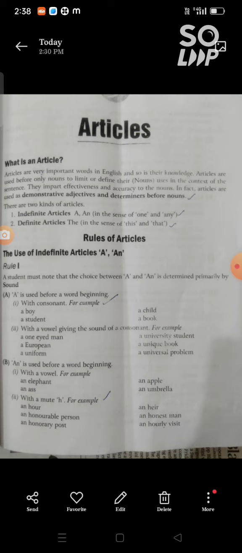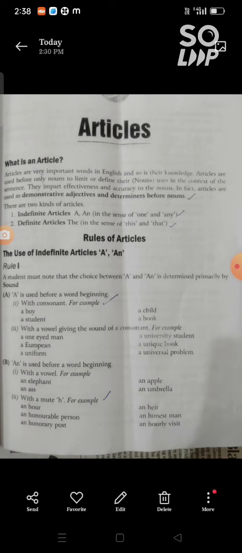Okay, now one more important rule, the most important rule where we get confused a lot. You observe that sometimes a vowel letter gives the sound of a consonant. For example, union. The word starts with U, which is a vowel letter, but it gives the consonant sound. Am I right? A union, a university.